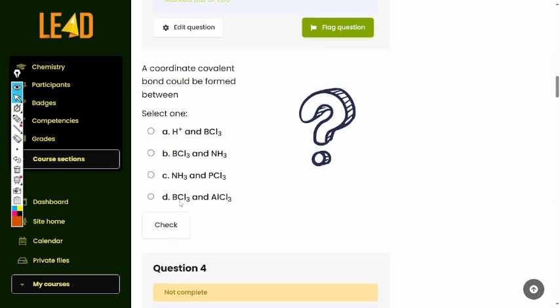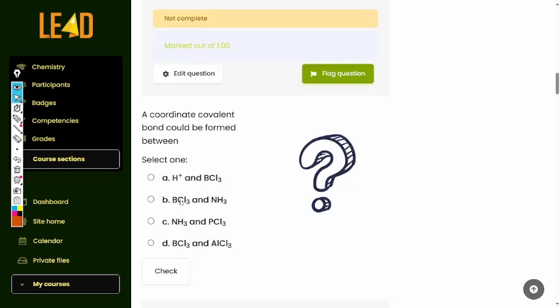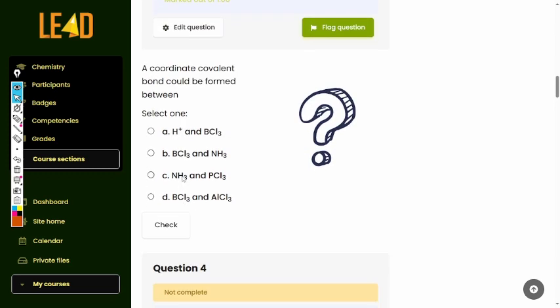Okay, question 3. A coordinate covalent bond could be formed between. A quick review of what a coordinate covalent bond is. It's a type of covalent bond that is formed between 2 species where the bonding pair of electrons comes from only one of them. So although they share a pair of electrons, that pair comes from only one, while the other just gets bonded and shares that pair of electrons from the other party.